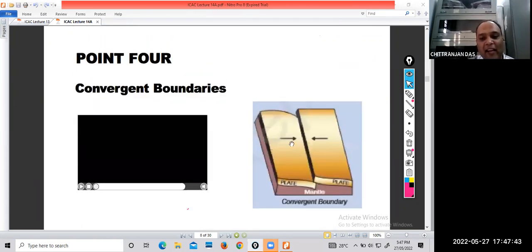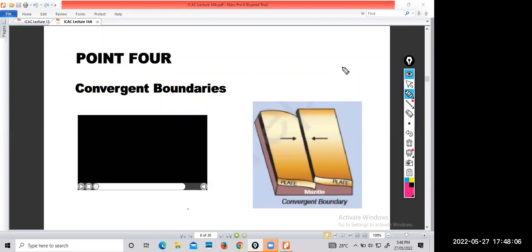First type of boundary is called as convergent boundary. Convergent boundary में क्या होता है? Do you remember? Anyone remember? Vaishnavi, what happens in the convergent boundary? ये पिक्चर को देख के आपको क्या समझ में आता है? What is happening?